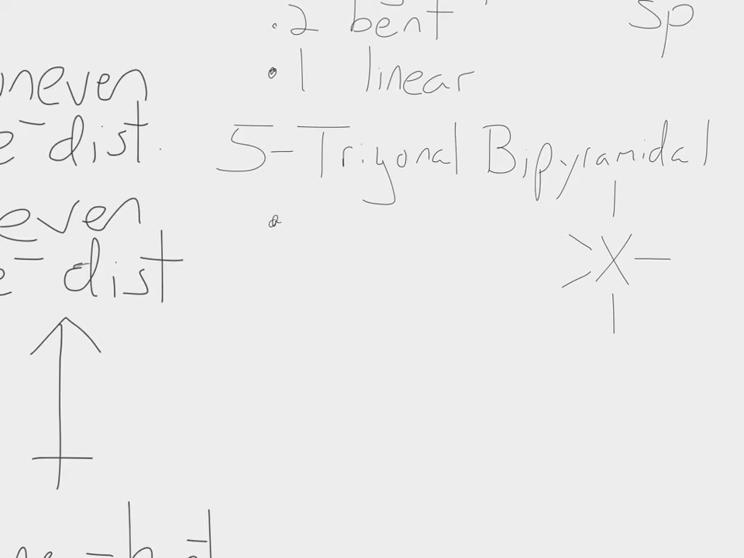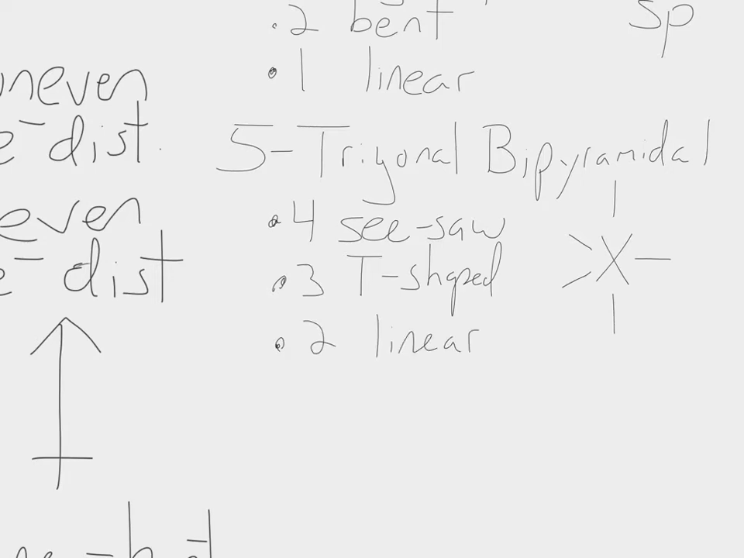If only 4 of those are bonds and you have one lone pair, the molecular shape is going to be seesaw, like the SF4 that we were looking at the beginning. If only 3 of those, we're going to get T-shaped. And if only 2 of those are bonds, we will get linear.